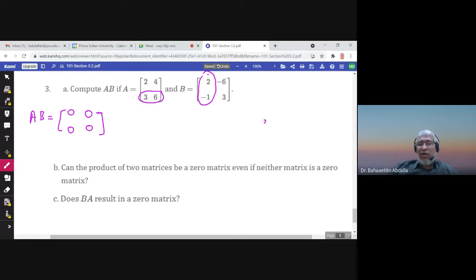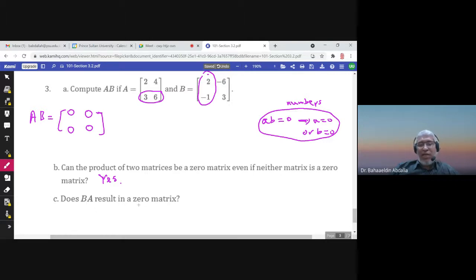You know, if the product of two numbers A times B is 0, then either A is 0 or B is 0, or both are zeros. So this is when dealing with numbers. But matrices, no. We have seen here A is not the 0 matrix, B is not the 0 matrix, and the product will give you the 0 matrix. So can the product of two matrices be a 0 matrix even if neither matrix is a 0 matrix? The answer is yes, and that's the proof.